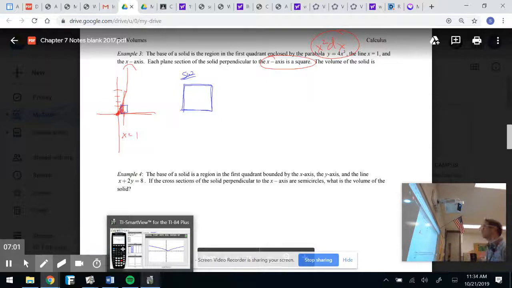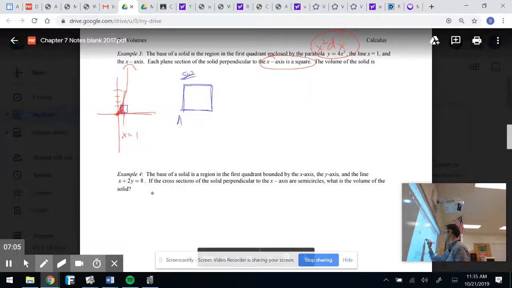Okay, and then I want you to label it: how do I find the area of that cross-section? Well, it's a square, so the area is just side squared. What is a side of that cross-section? Well, it would just be the top minus the bottom, right? So it'd be x to the 4 minus 0, right? That'd be a side, and then I'm going to square it. So it'd be x to the 4 squared, which would be x to the 8th.